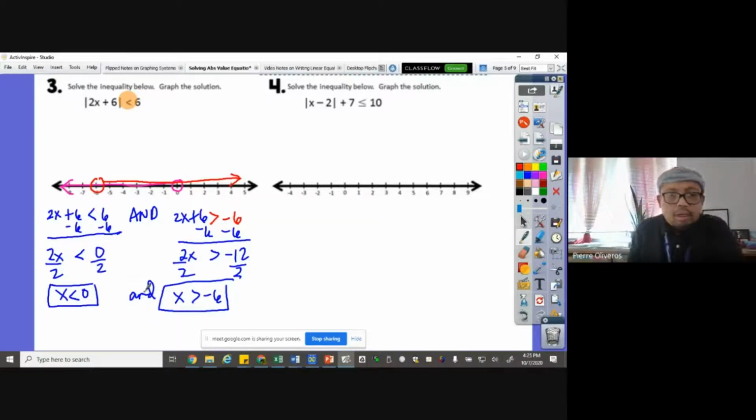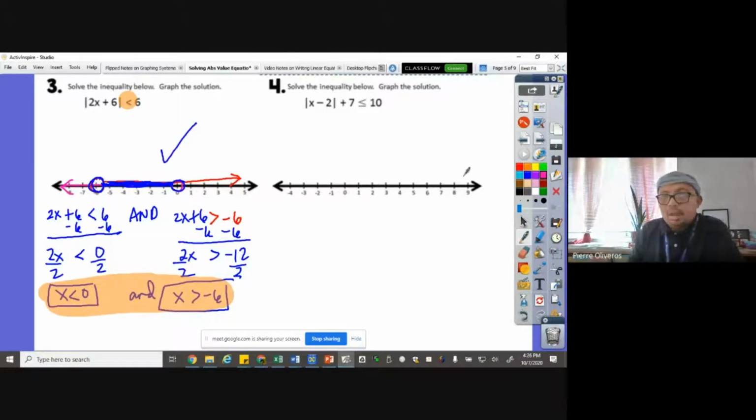Did the pink and red graph intersect? Yes, they did. They intersected right here. So the graph will be this darkened portion, the blue one here. And the solution set will be this one here. Okay? Easy. Kaboom.